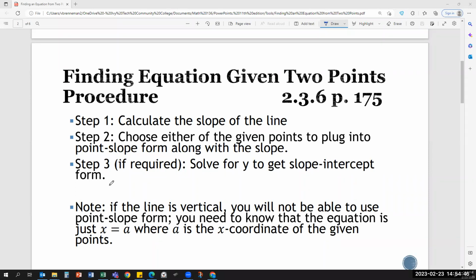Now, if it happens to be a vertical line, then you can get to step 1, and then somewhere in there, you have to recognize, oh, this is a vertical line. I can't use point slope form. It's just going to be x equal to the x coordinates of those points.